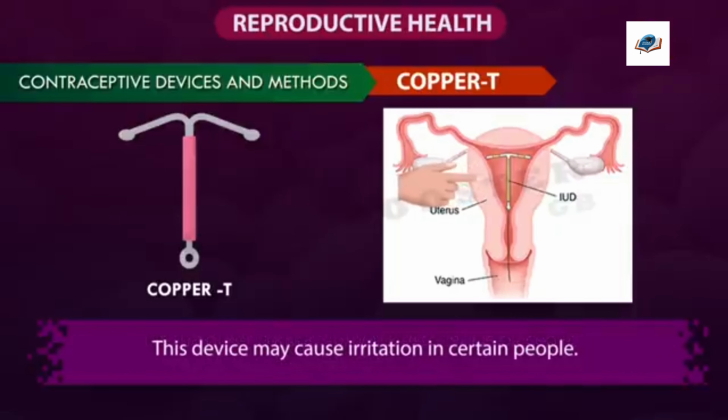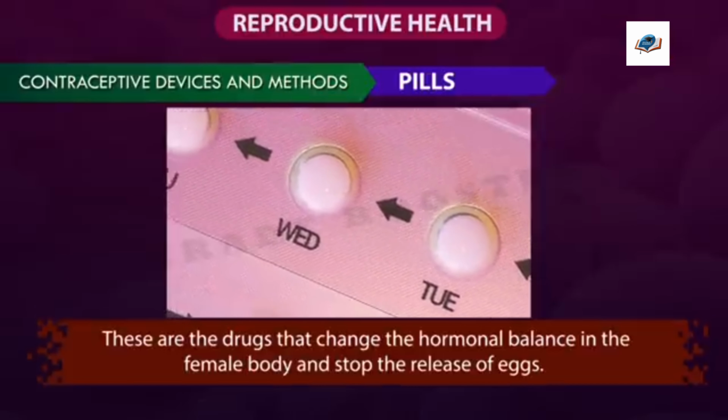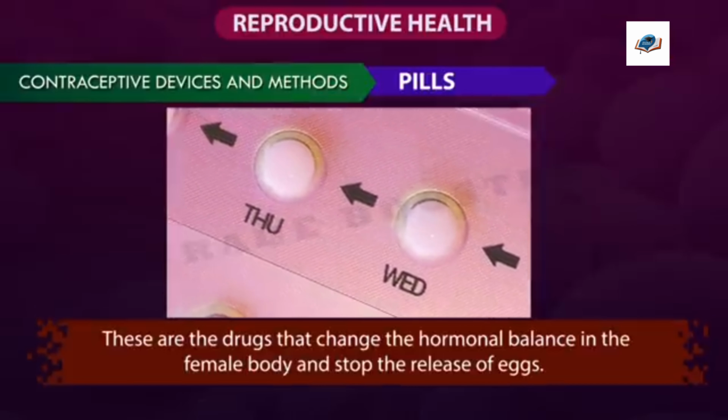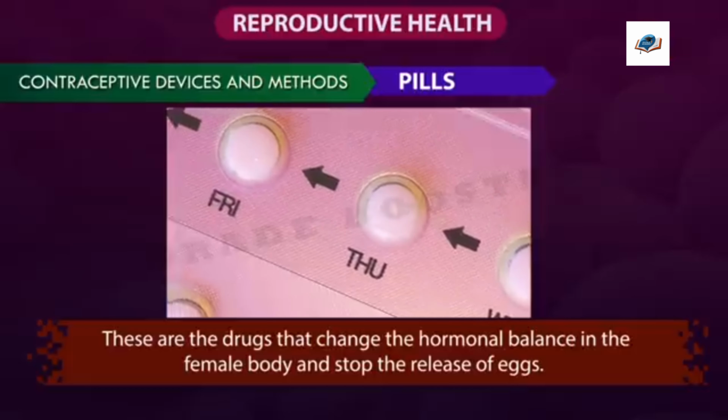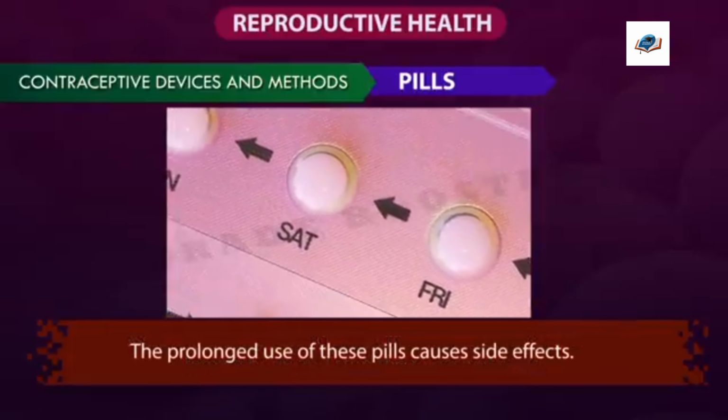This device may cause irritation in some people. Next, contraceptive pills. These are drugs that change the hormonal balance in the female body and stop the release of eggs. The prolonged use of these pills can cause side effects.